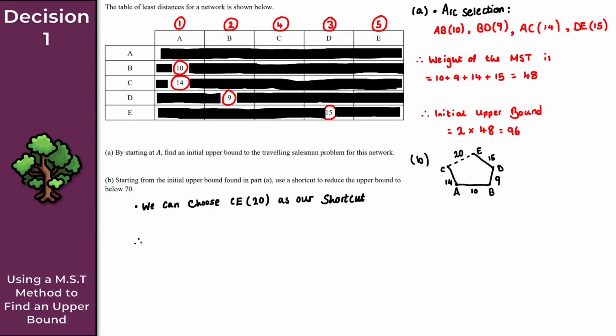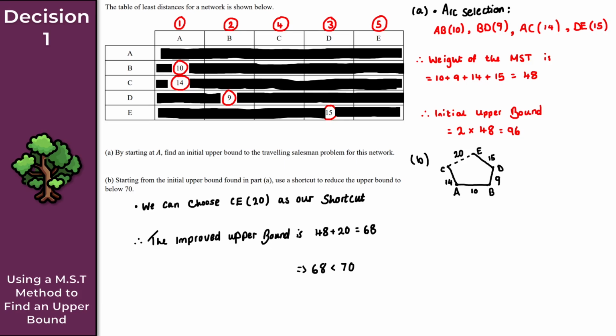So therefore then to finish with here, the improved upper bound here will be given as, so it was 48 plus the weight then of our shortcut here, which is C to E, right, which had a weight of 20. It's 48 plus 20, which gives us 68, right? And 68 here is below 70. Perfect. Good stuff.